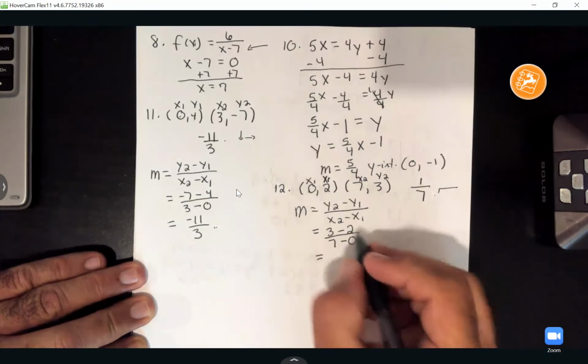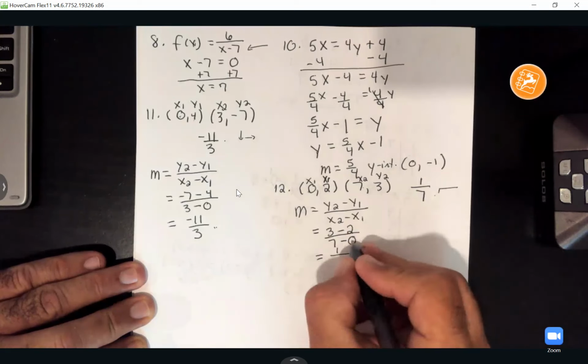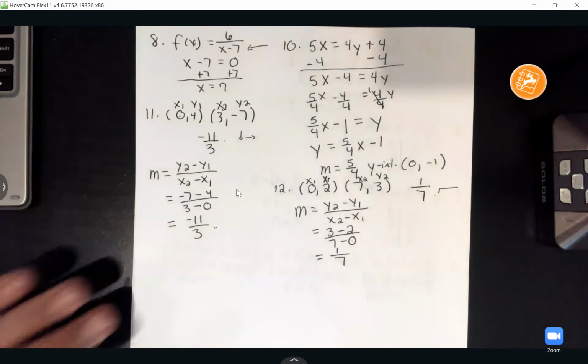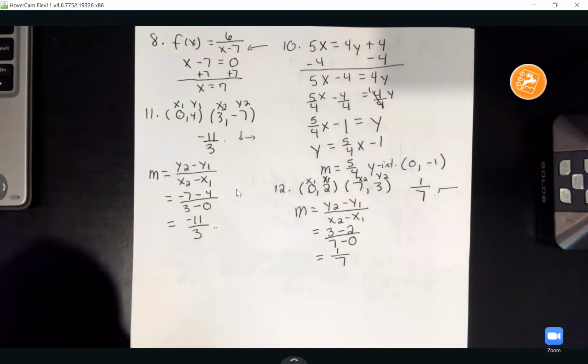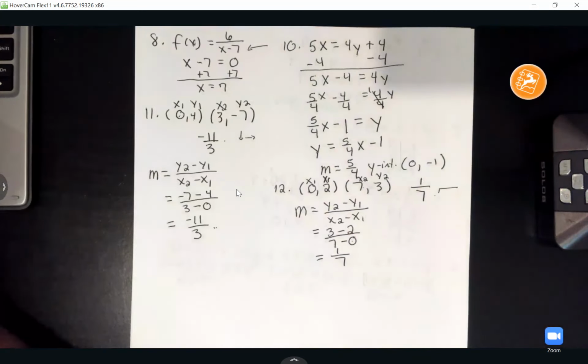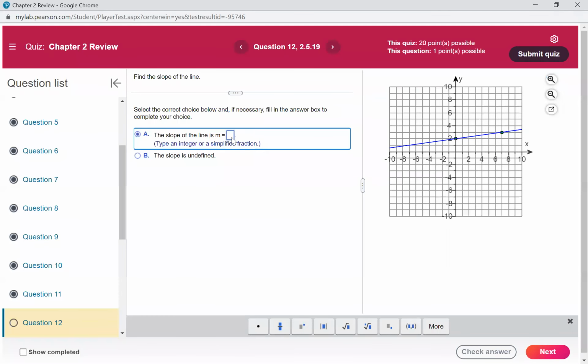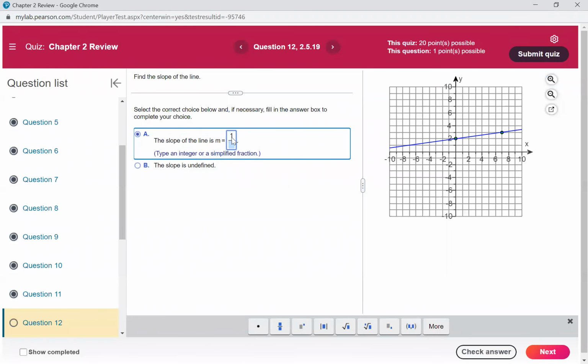And y'all look at that. 3 minus 2 is 1. 7 minus 0 is a 7. So whether you're counting them spaces or using the slope formula, you're going to get the same thing on these every time, okay? So we got a positive slope for that number 7. So we're going to come in here and put a 1 divided by 7 and move on.